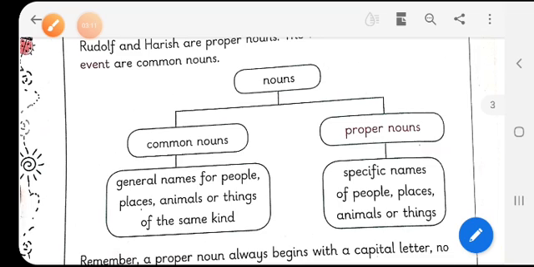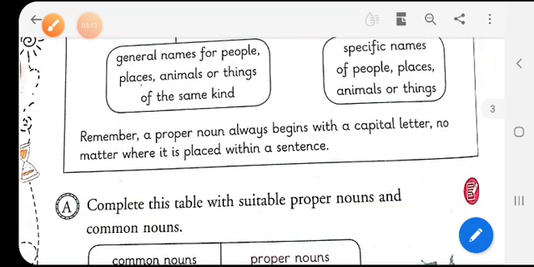Now let's see, there's some more condition for proper nouns. Now you have to remember, a proper noun always begins with a capital letter, no matter where it is placed within a sentence. So a proper noun is always written in a capital letter. The word begins with a capital letter.